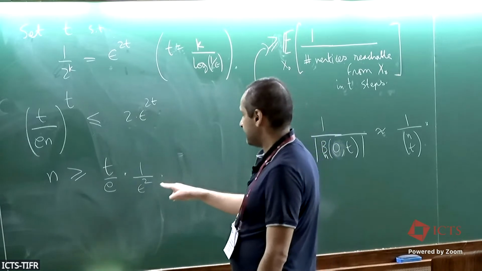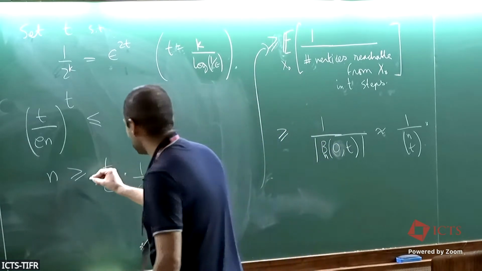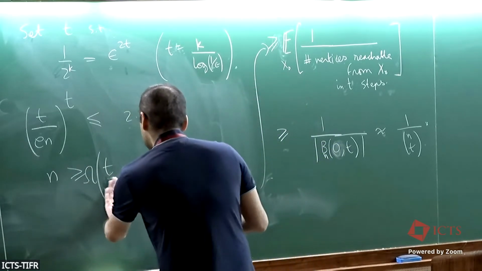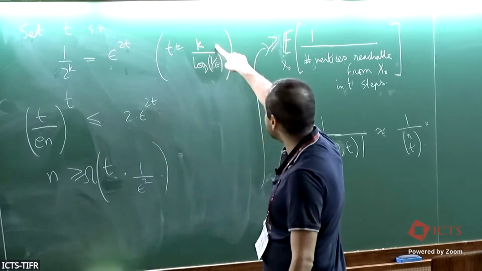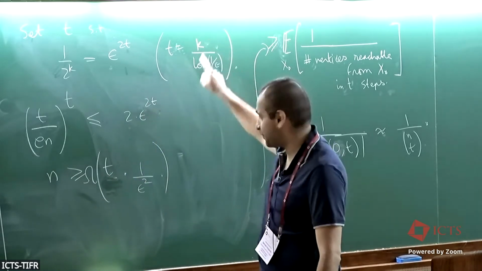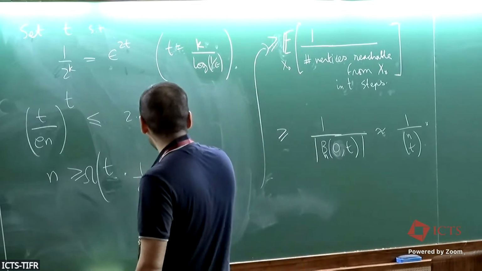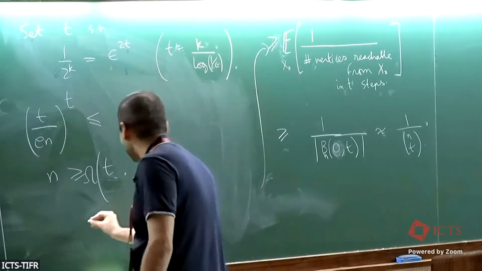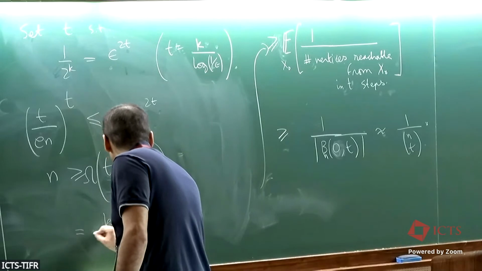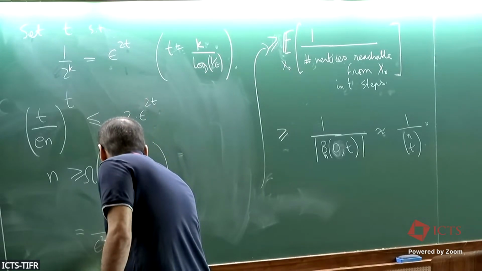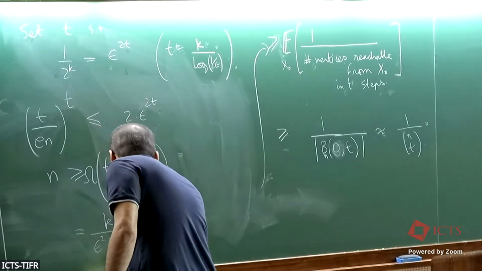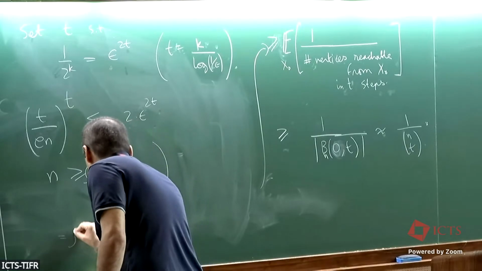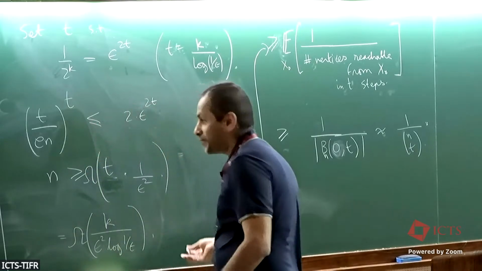Right. E is just E, right? So that's at least omega. And t is k over log 1 over epsilon. So that's where the k is coming from. The 1 over epsilon was already waiting for us, but the k came later. And this is k over epsilon squared log 1 over epsilon. So it just works out.